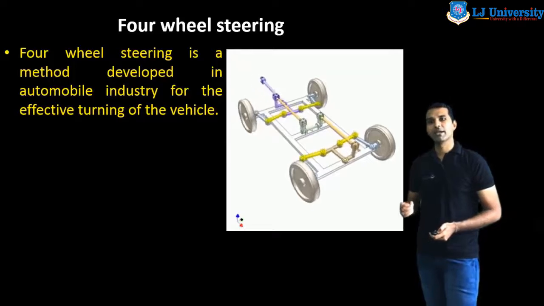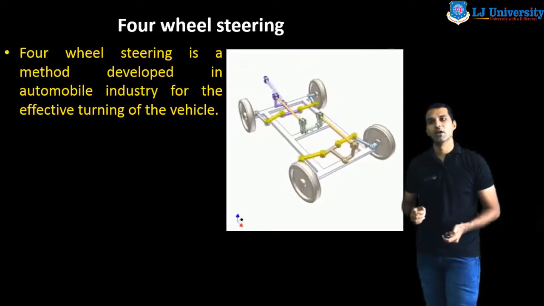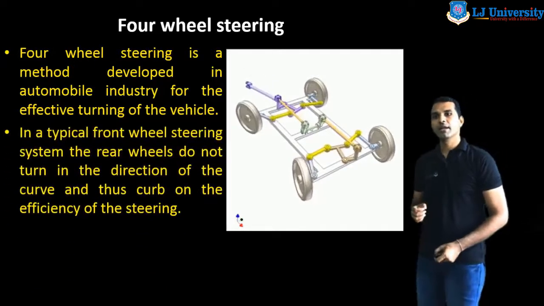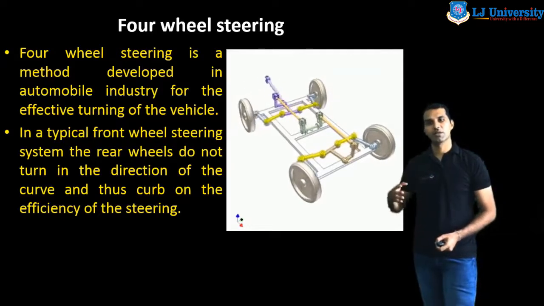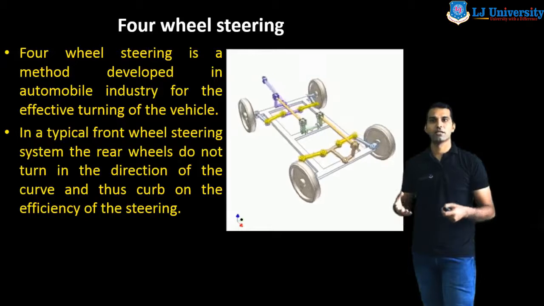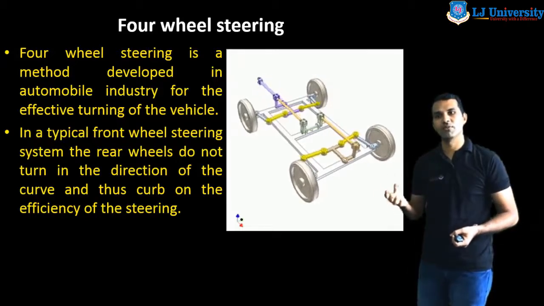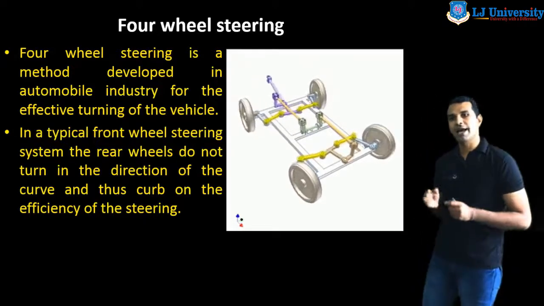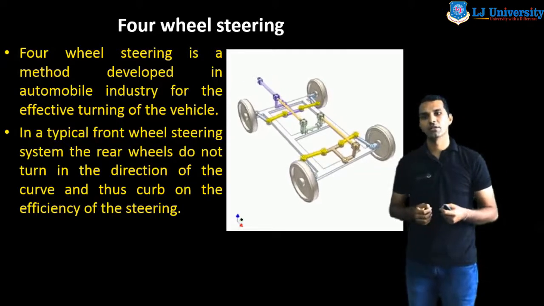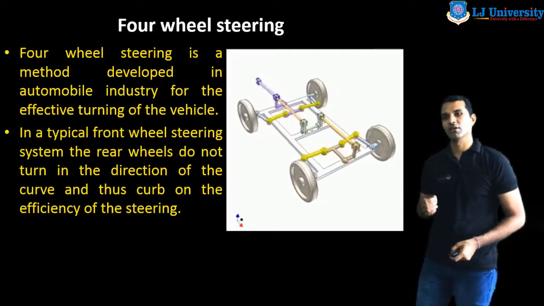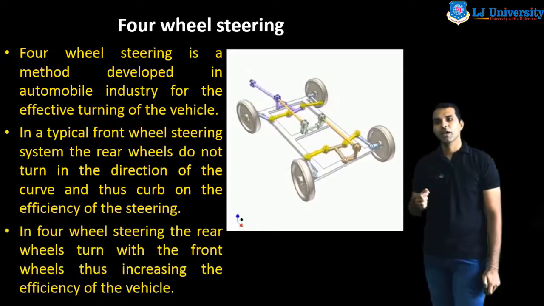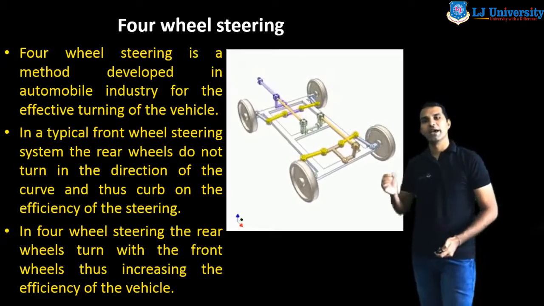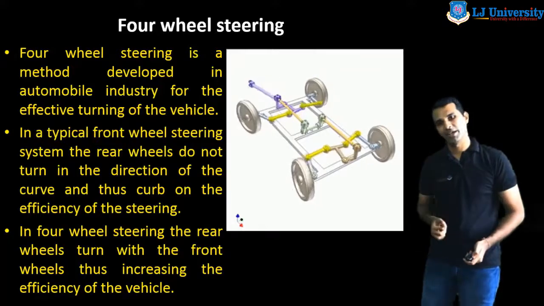Four-wheel steering is a method developed in the automobile industry for the effective turning of the vehicle. In a typical front wheel steering system, that means in a normal car, the steering is attached to the front wheel. The rear wheel does not turn in the direction of the curve, and thus puts a curb on the efficiency of the steering. In four-wheel steering, the rear wheel turns with the front wheel, thus increasing the efficiency of the vehicle.